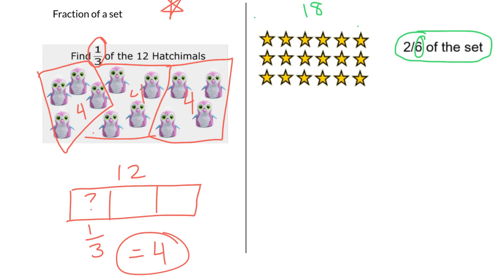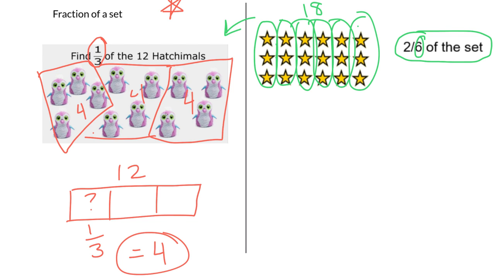And what we're going to do is the same thing we did over here. We broke that whole 12 into 3 equal groups. We're going to break our 18 into 6 equal groups. Okay, so what I see is we have 1, 2, 3, 4, 5, 6. Now what I did is I just used my green marker to break our total 18, our set, into 6 equal groups.